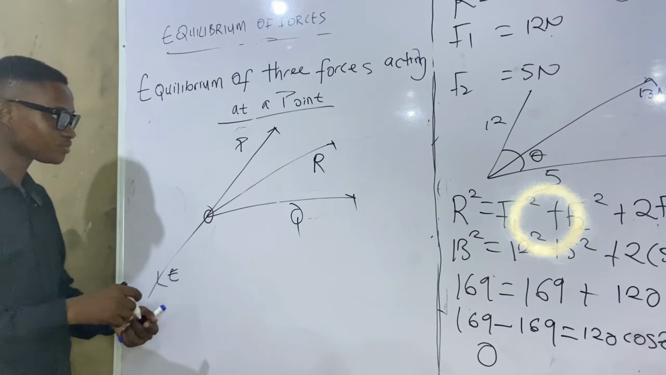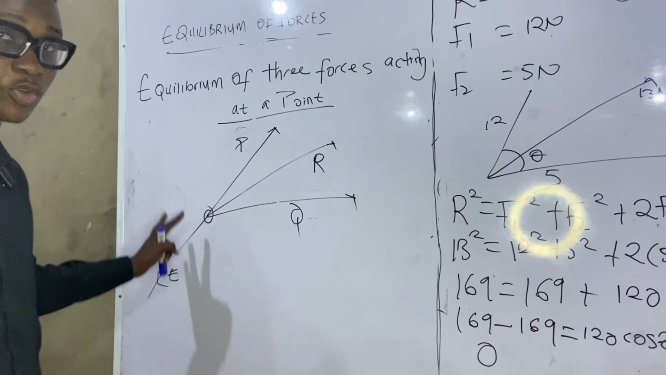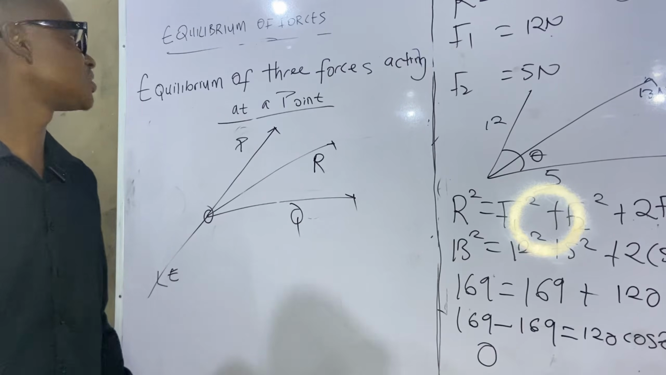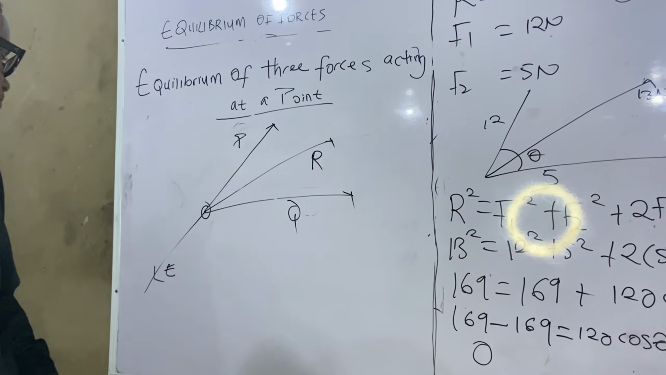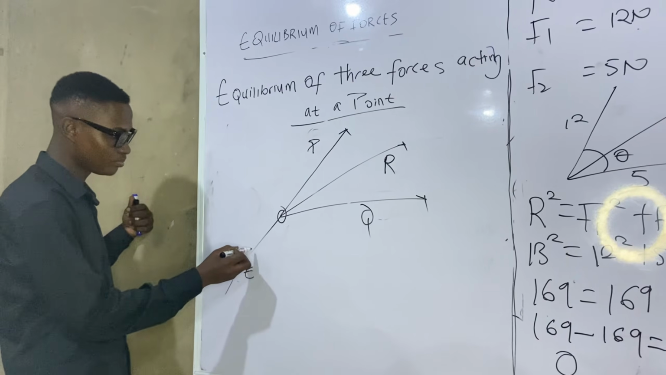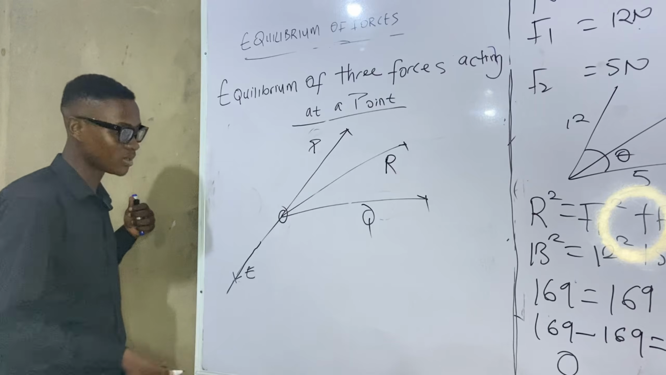So we can represent these three forces that are keeping this body in equilibrium with the three sides of a triangle. Do you understand? With the three sides of a triangle. So how do we do that? Please note these arrows that I'm pointing out here. They are likewise important. It's not just for joking matter.